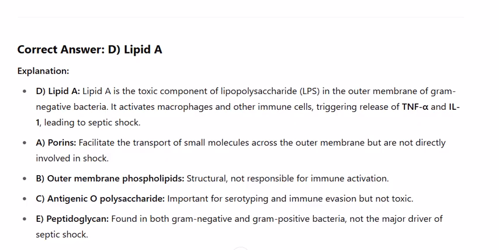A. Porins facilitate the transport of small molecules across the outer membrane but are not directly involved in shock. B. Outer membrane phospholipids, structural, not responsible for immune activation. C. Antigenic O polysaccharide, important for serotyping and immune evasion, but not toxic. E. Peptidoglycan, found in both gram-negative and gram-positive bacteria, not the major driver of septic shock.